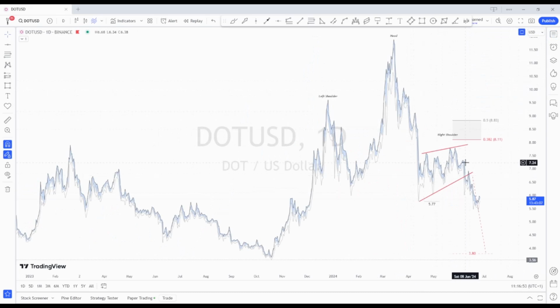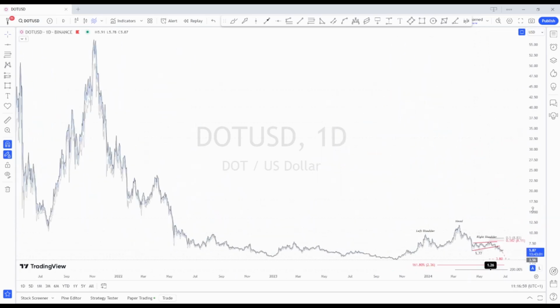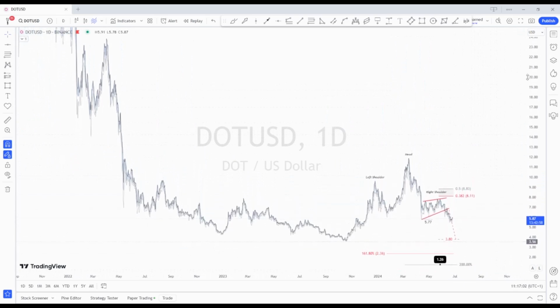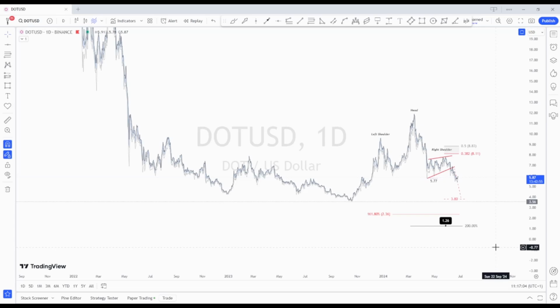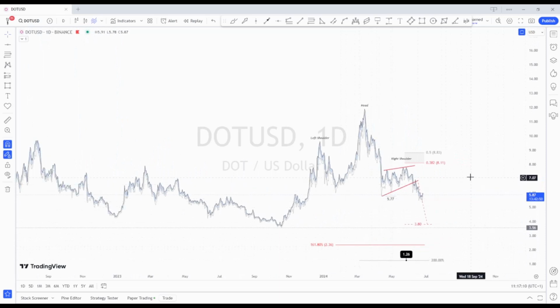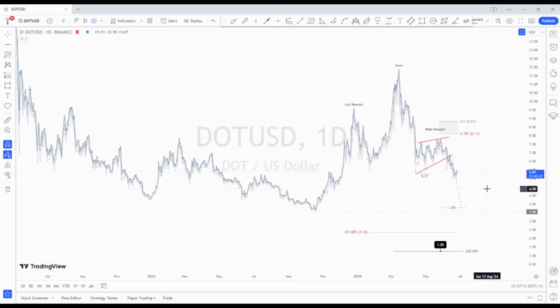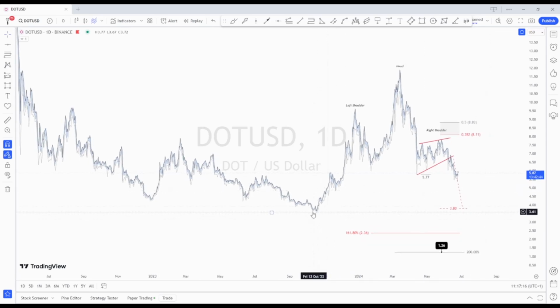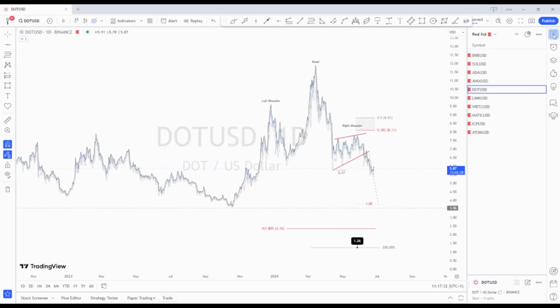Another one very similar, nice flag pattern, right shoulder for the head and shoulders pattern formation. We have targets for that head and shoulders pattern at $1.26, basically new lower lows, for Polkadot. I will expect at least a retest of the previous lows, $3.55. We have also the projection for this flag pattern at $3.80, so all pointing to these previous lows. Another one reacting after breaking this flag pattern.